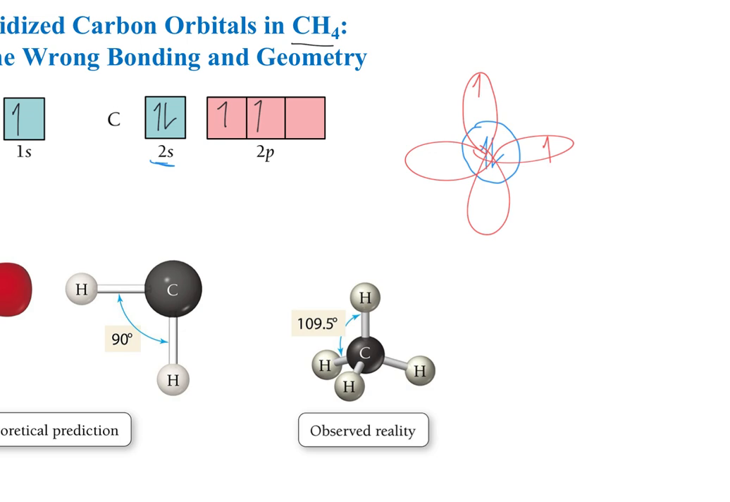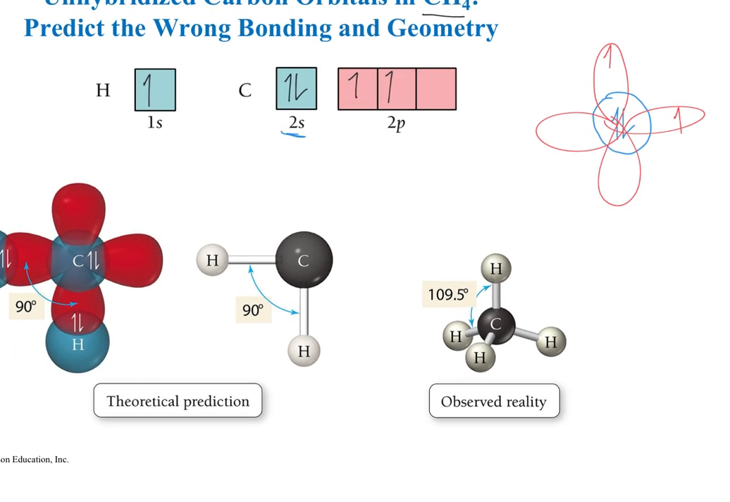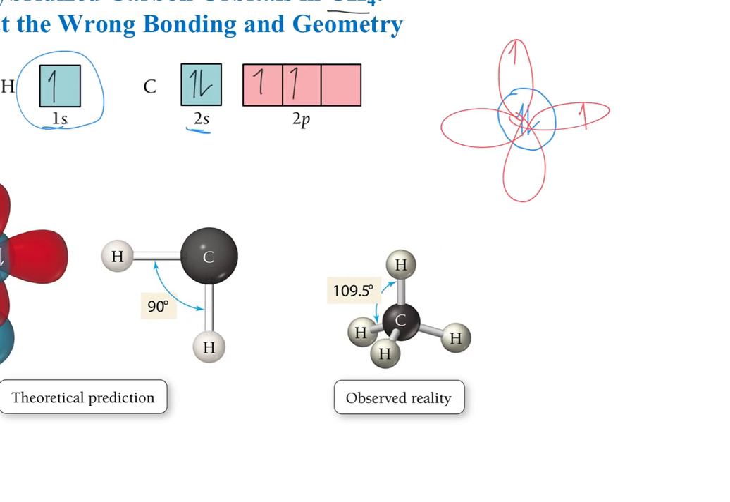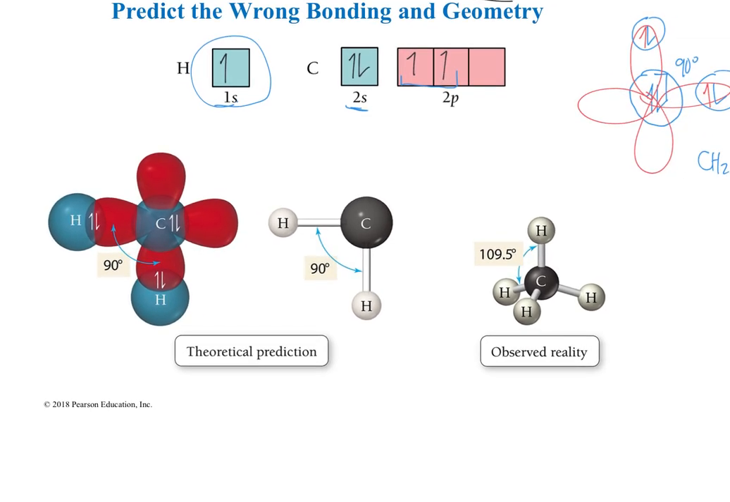And so then if I have hydrogen again, going back to hydrogen here, it has a 1s orbital. And so the only possible place that it could bond would be on this one and on this p orbital. So the molecule would be CH2. I could only technically form 2 bonds, and the angle would be 90 degrees. But that's not what we see. For methane, we get CH4 with bond angles of 109.5.